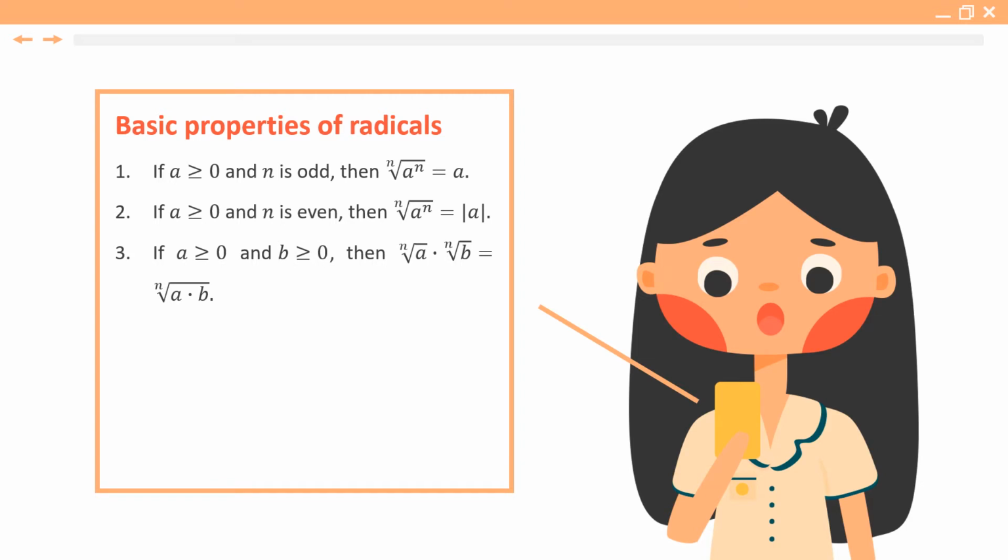If a is greater than or equal to 0 and b is greater than or equal to 0, then the nth root of a times the nth root of b is equal to the nth root of a times b. And for the last one, if a is greater than or equal to 0 and b is greater than or equal to 0, then the nth root of a over the nth root of b is equal to the nth root of a over b.